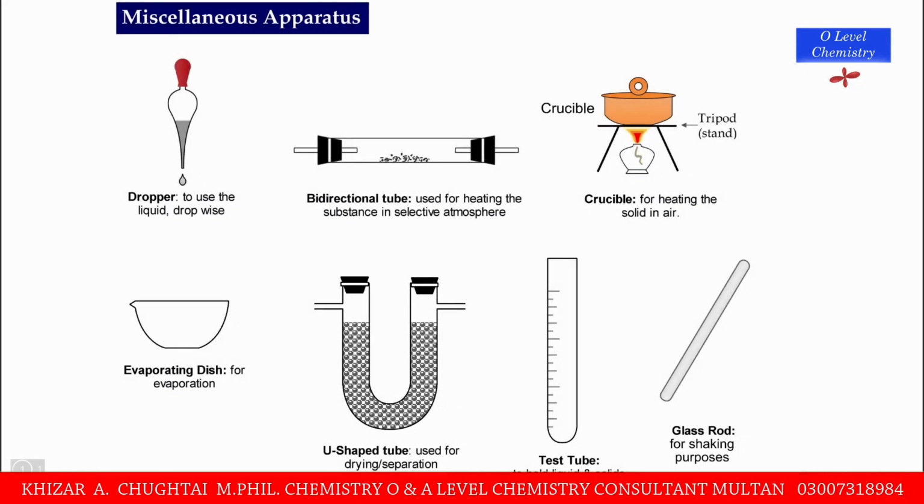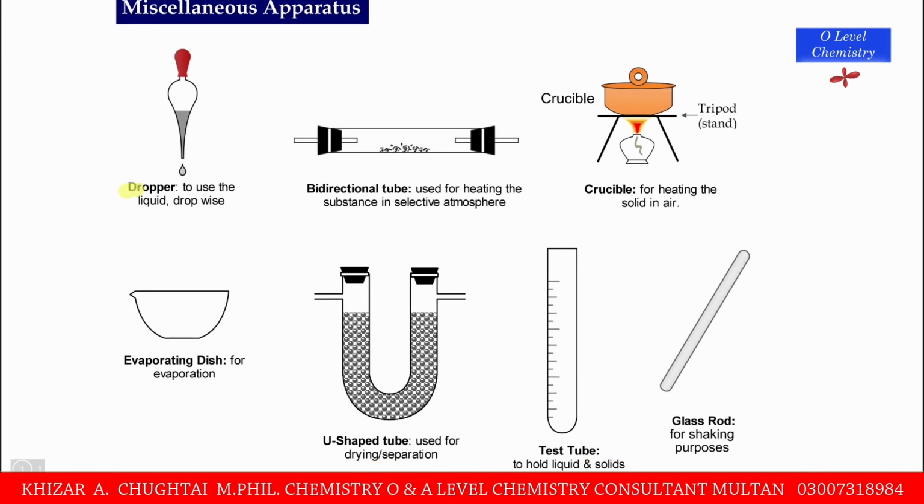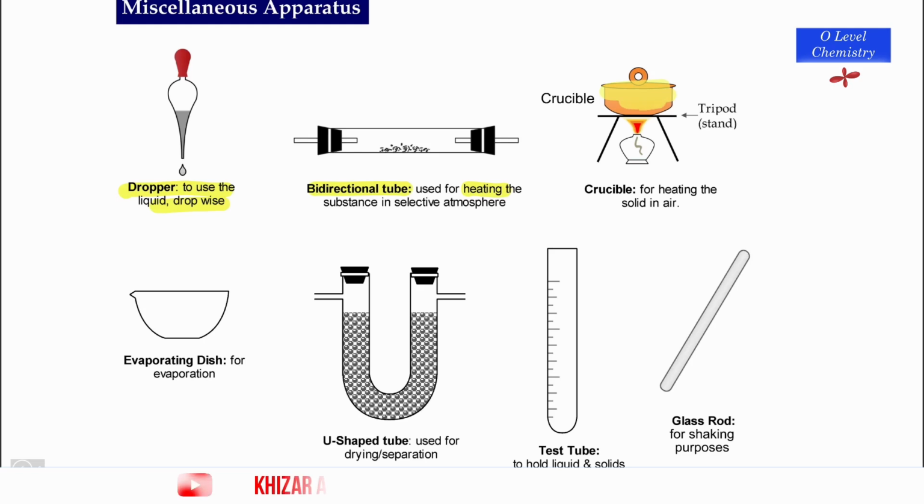Now come towards the miscellaneous apparatuses. Dropper is used to add the liquid dropwise roughly. This is the bidirectional tube that is used for heating the substance in the selective atmosphere. Crucible, tripod stand, burner or spirit lamp. Evaporating dish, that is basically used for the process of evaporation.